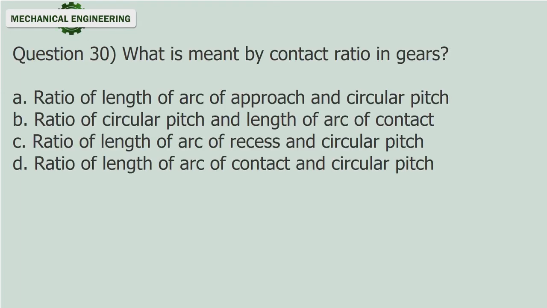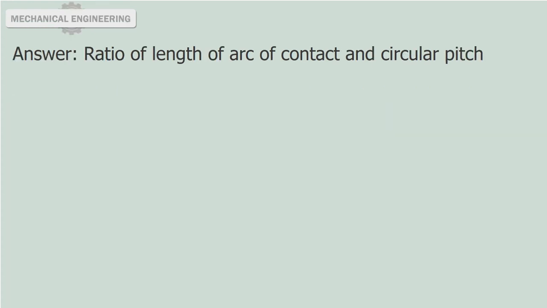Question 30. What is meant by contact ratio in gears? A. Ratio of length of arc of approach and circular pitch. B. Ratio of circular pitch and length of arc of contact. C. Ratio of length of arc of recess and circular pitch. D. Ratio of length of arc of contact and circular pitch. Answer: ratio of length of arc of contact and circular pitch.